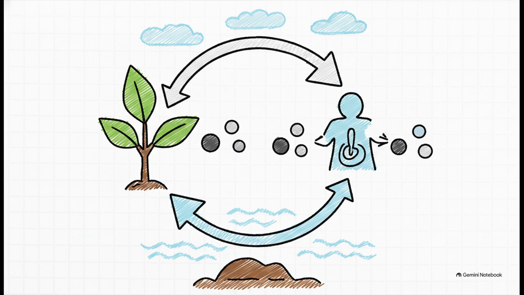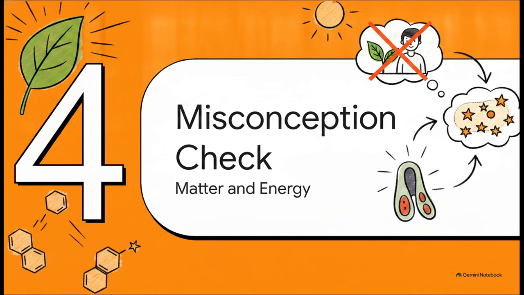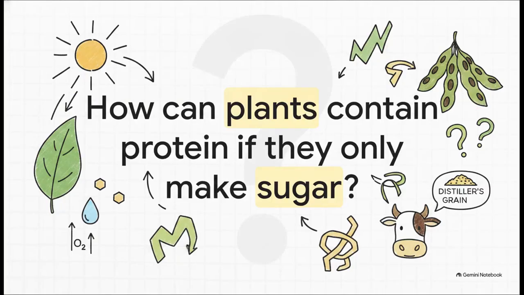It's all connected. Time for Section 4, Misconception Check, Matter and Energy. So let's pause and clear something up, because this trips a lot of people up. If the main output of photosynthesis is just simple carbohydrates, sugar, how is it possible that something like a soybean has so much protein? Or think about distiller's grain, which is fed to cows specifically for its high protein content.